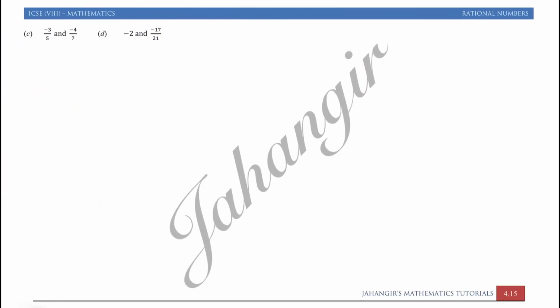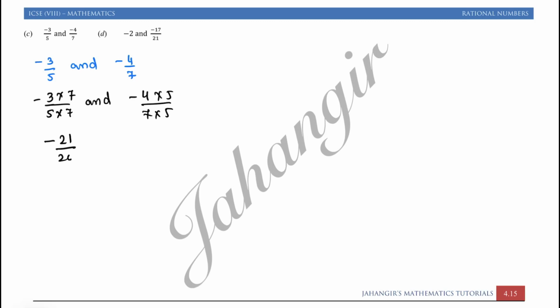Next question. It is minus 3 by 5 and minus 4 by 7. So let us take LCM. So its LCM is 35. So I can write minus 3 by 5 into 7 multiply by 7 and minus 4 upon 7 into 5. So this will become minus 21 upon 35 and minus 20 upon 35.